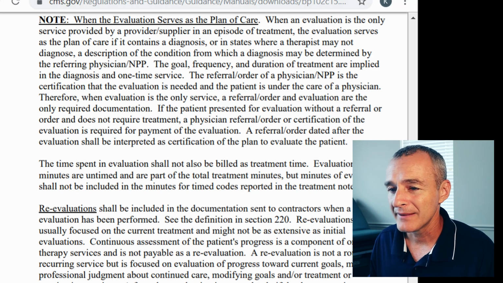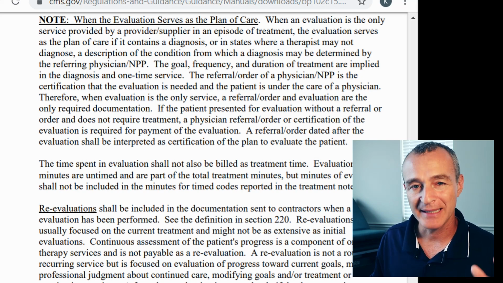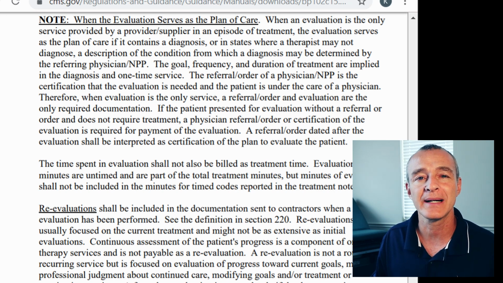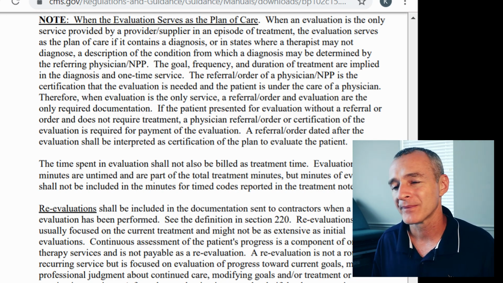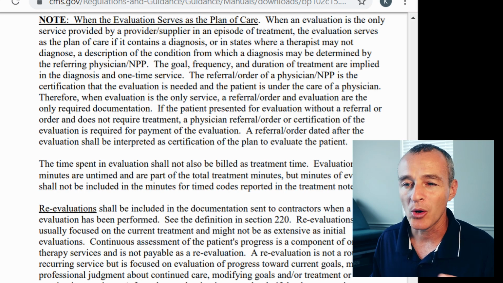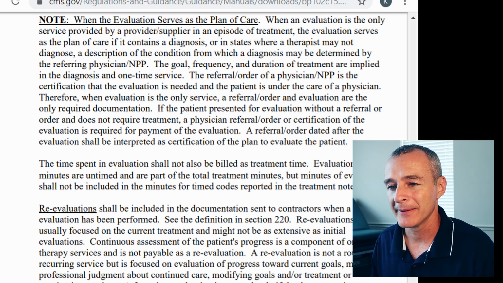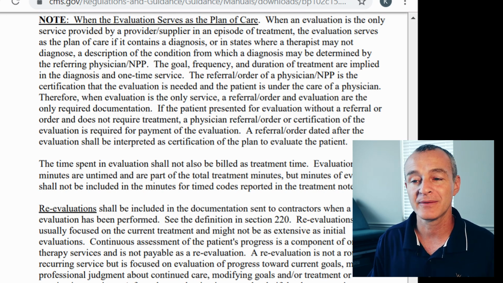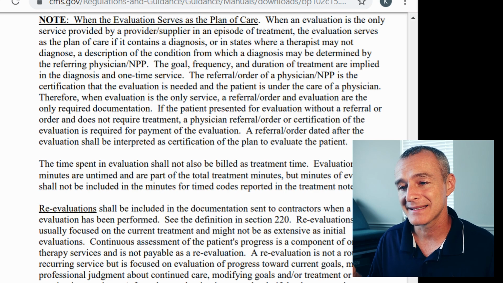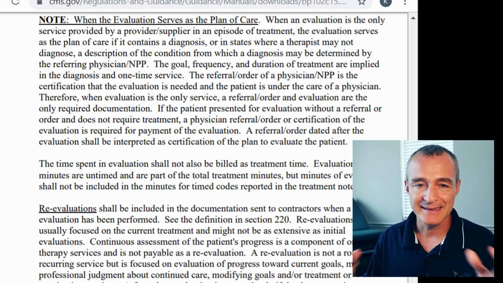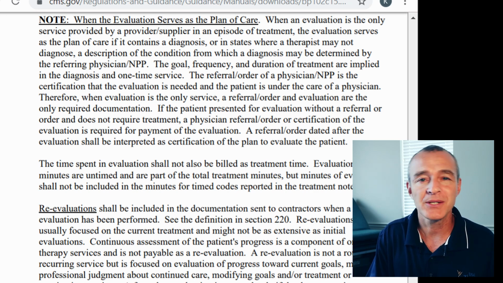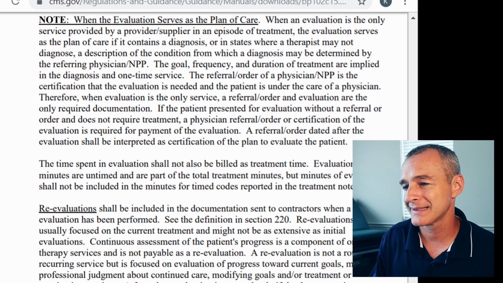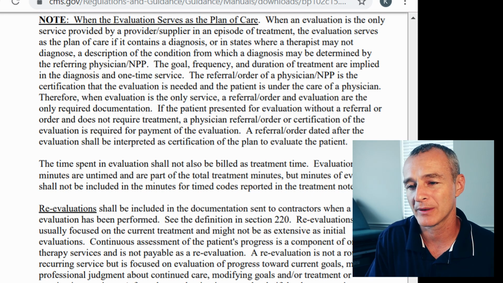So when the evaluation serves as a plan of care, and the plan of care is really the important thing here. The plan of care is what needs to be certified for Medicare beneficiaries. So when an evaluation is the only service provided by the supplier in an episode of treatment, the evaluation serves as the plan of care if it contains a diagnosis. And in states where you're not allowed to diagnose the patient, you have to have the description of the condition from which the diagnosis may be determined by the referring physician.